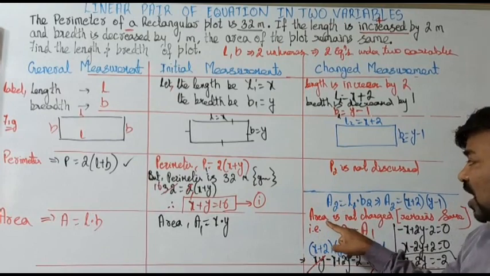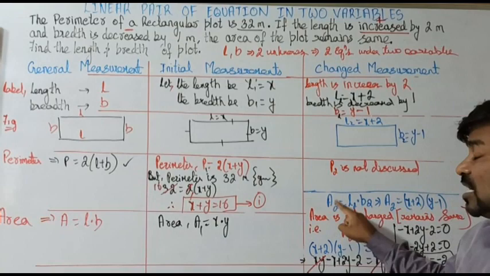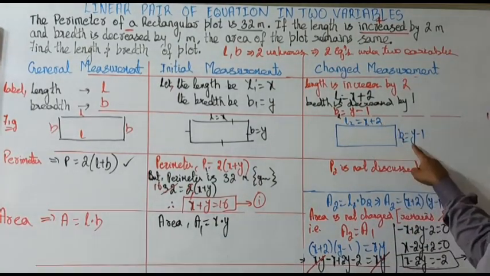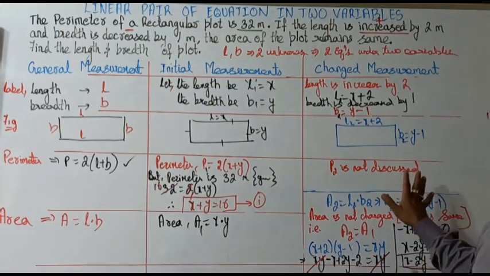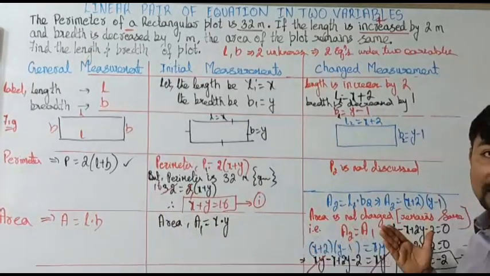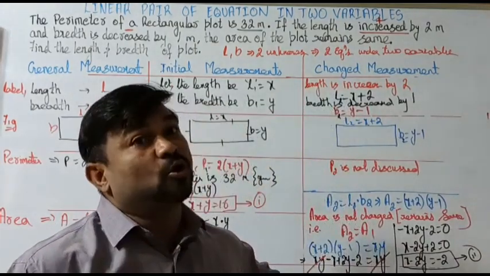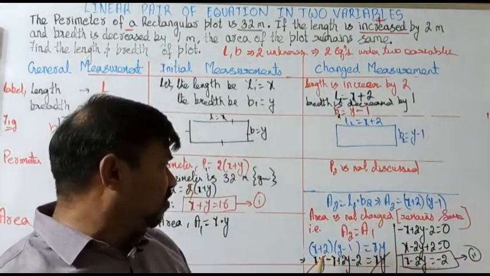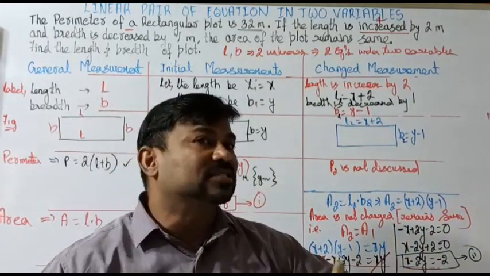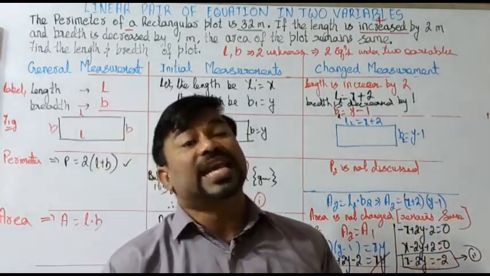Now, what is the main point we have to write? Area is unchanged. What is the area? Area is nothing but L2 into B2. What is L2? X plus 2. What is B2? Y minus 1. Keep it there. Right. The area doesn't change. Whatever the area we had earlier, the same area we have here. Therefore, with the help of all the calculation, I got the second equation. But please remember, we are cancelling these two. Why? Because on the same side, we have the same signs and the same terms, like terms, cancelled. Now I have simplified and I got the second equation.